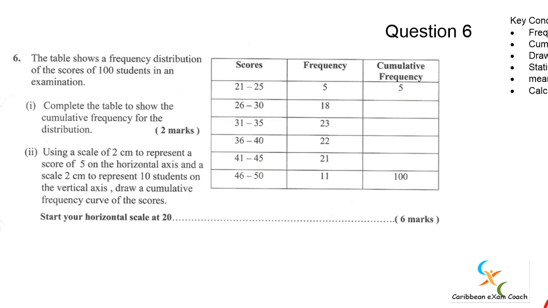Let me use a highlighter. Complete the table to show the cumulative frequency for the distribution. That's 2 marks. And using a scale of 2 centimeters to represent a score of 5 on the horizontal axis and a scale of 2 centimeters to represent 10 students on the vertical axis, draw a cumulative frequency curve of the scores. Start your horizontal scale at 20.